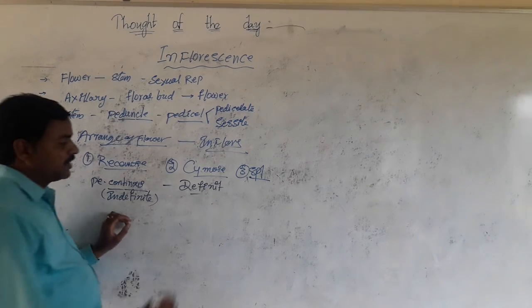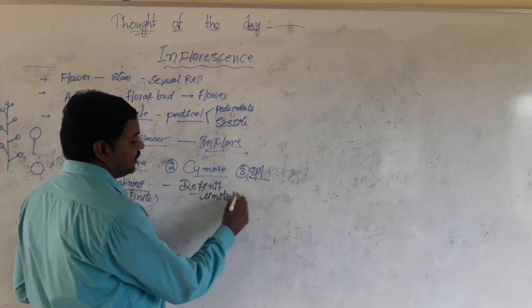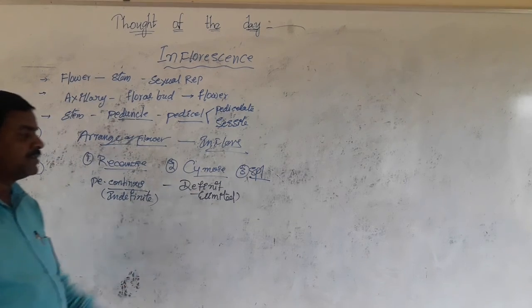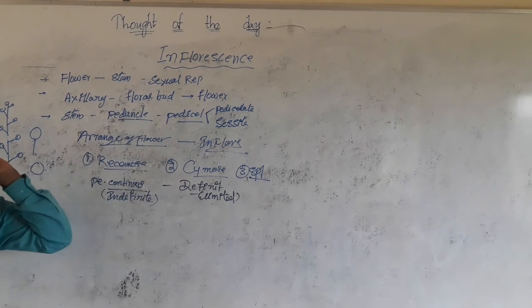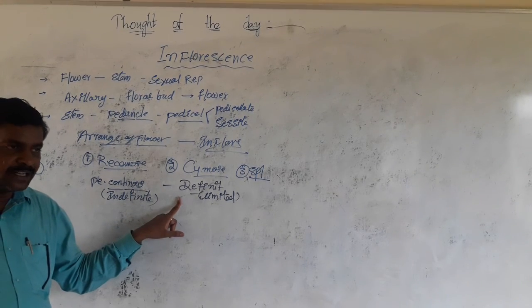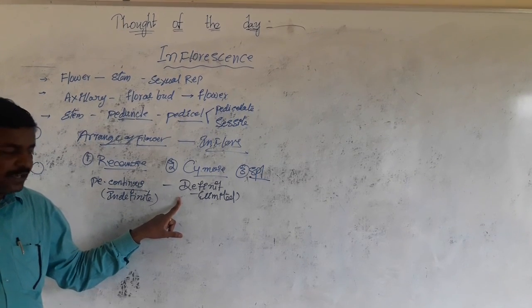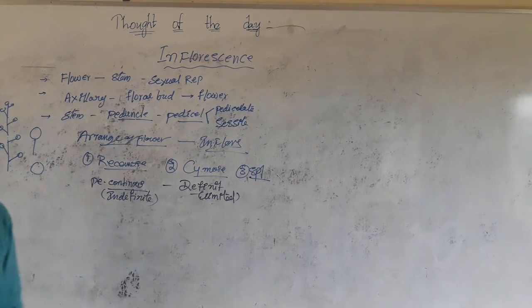Peduncle growth is limited, so the cymose inflorescences are called definite inflorescences. This is the first difference between racemose and cymose. In racemose, peduncle growth is continuous and unlimited, so these are called indefinite inflorescences. But in cymose, peduncle growth is limited and these inflorescences are called definite inflorescences.